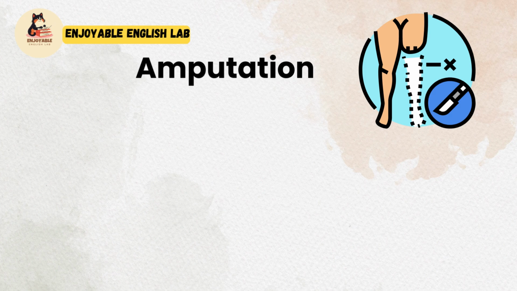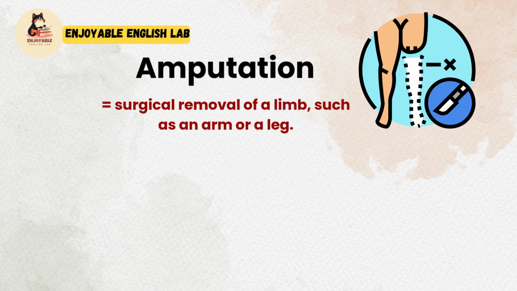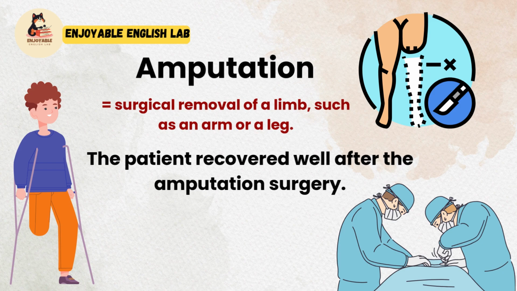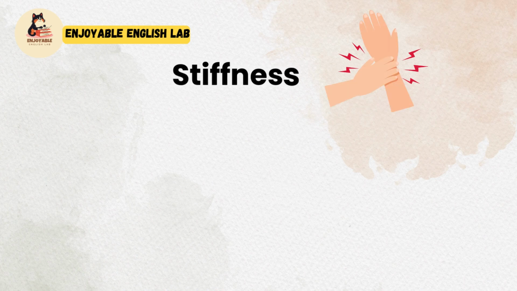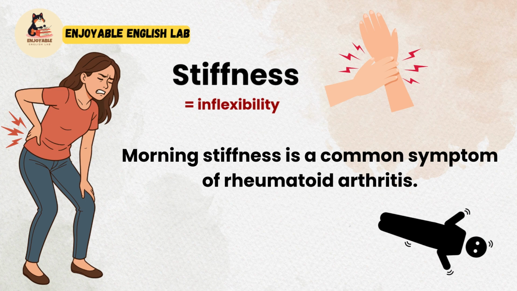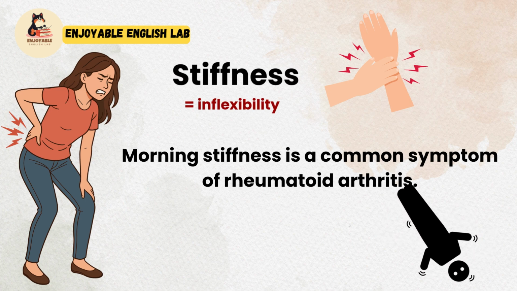Amputation. Amputation is the surgical removal of a limb, such as an arm or leg. For example, the patient recovered well after the amputation surgery. Stiffness. Stiffness means inflexibility. For example, morning stiffness is a common symptom of rheumatoid arthritis.